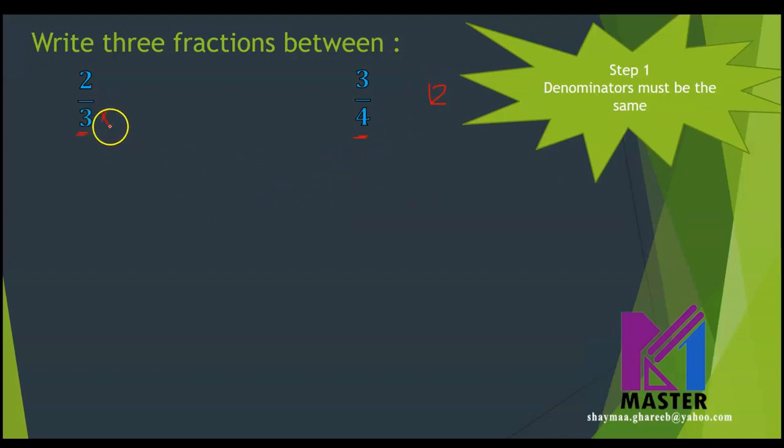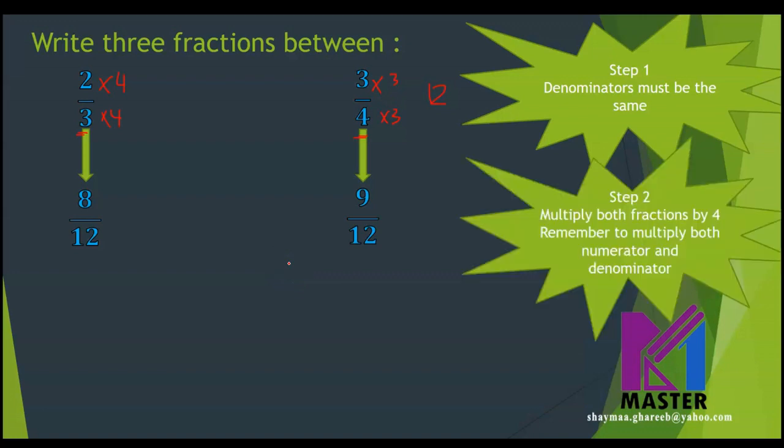The first one by multiplying by 4. 3 times 4 gives 12, so I will do up and down. And the 4 to be 12, I will multiply it by 3, up and down. Then the new fractions, the first one will be 2 times 4, 8, 8 over 12, and the second one will be 9 over 12. Now, do I have any fractions in between? No. So I need to do the second step, which is multiplying both fractions by 2.